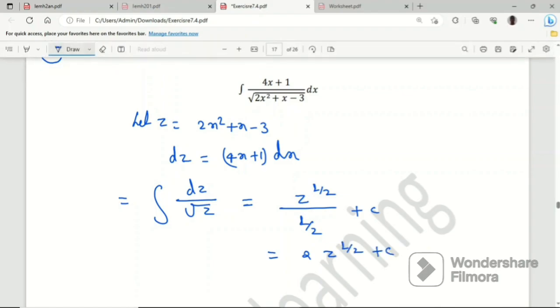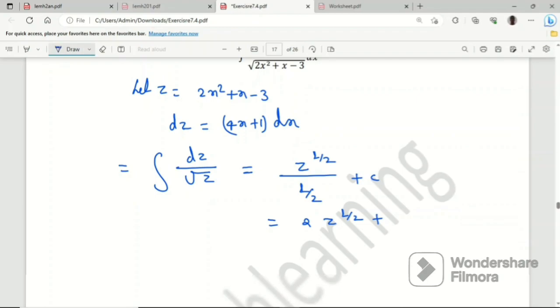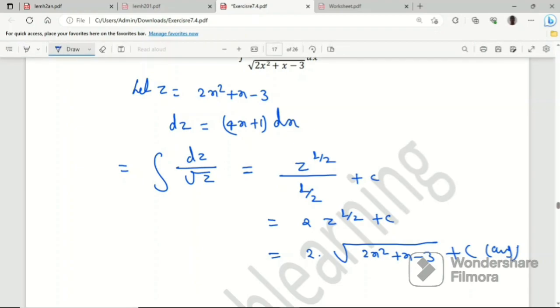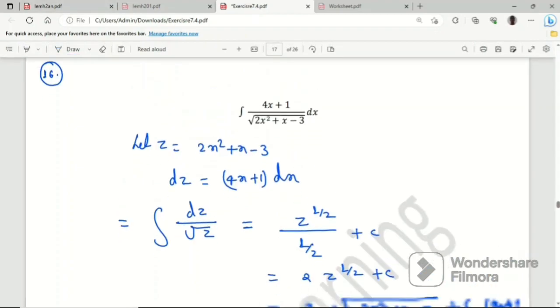And what is z? Z is equal to some quadratic equation. So it will give me 2 into under root 2x square plus x minus 3 plus c as our answer. We can check it. It is 17th number, I think. 17th or 16th. It is 16th number.